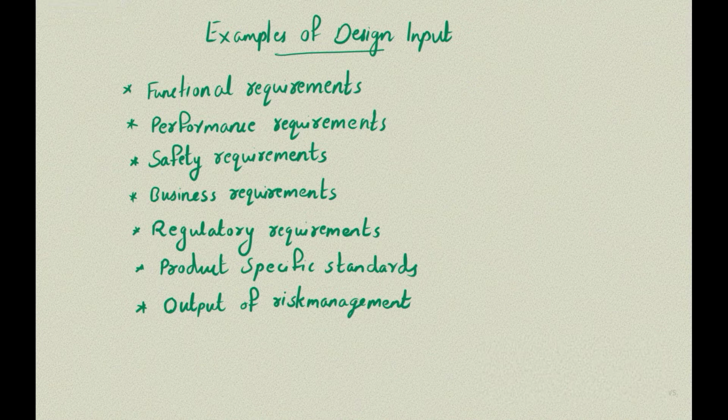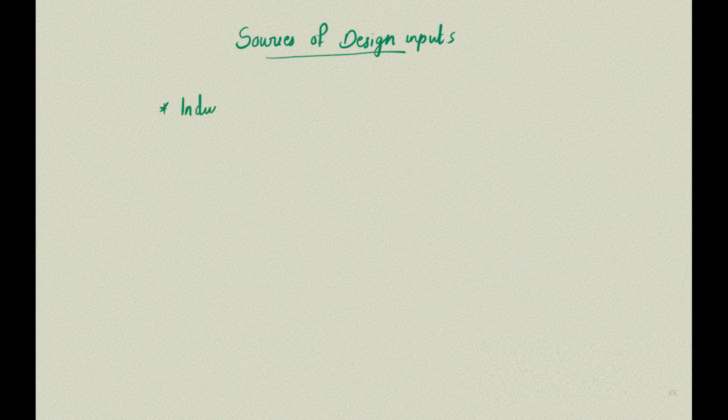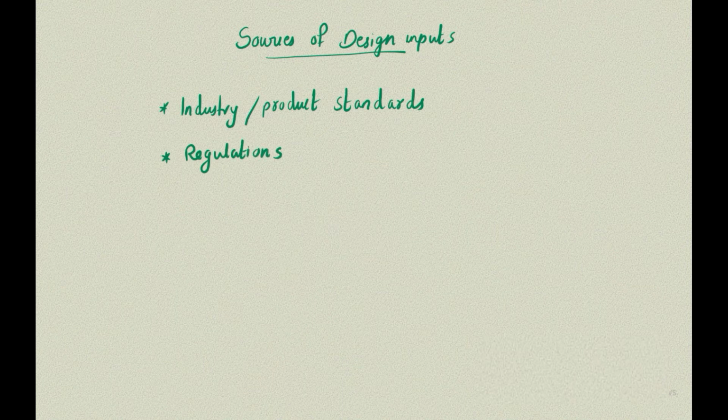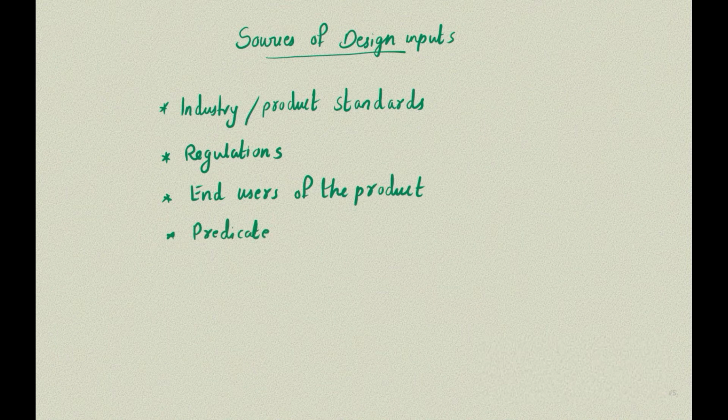Let's see how you gather the design inputs. So there are different ways or different sources available to collect the right design inputs. A few of them I listed here. So the first is the industrial standards. If you know what product you're going to develop, there will be specific standards related to the product available. You can get into that and collect the relevant information or requirements for the product.